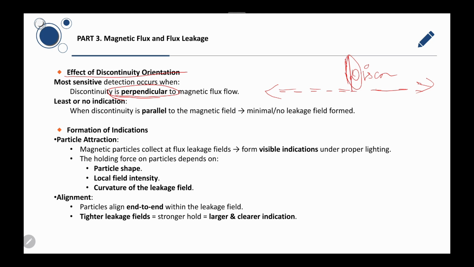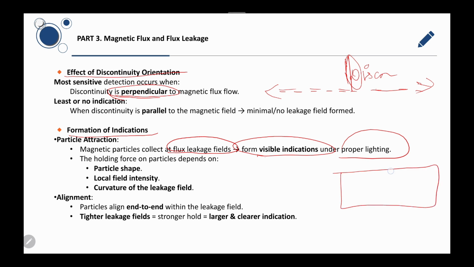So next, formation of indication. This is the final step in the magnetic particle testing process. Particle attraction: the fine magnetic particles we apply in wet or dry form are attracted to the magnetic flux leakage field. They collect and build up at these locations. Under proper lighting, these accumulated particles form a visible indication. This is what the inspectors look for.